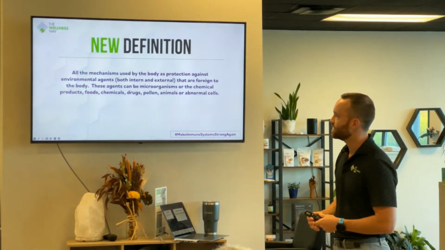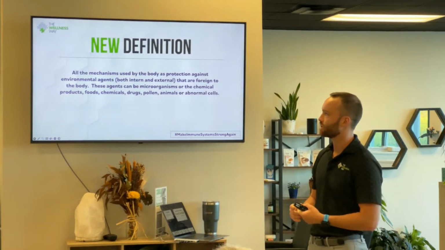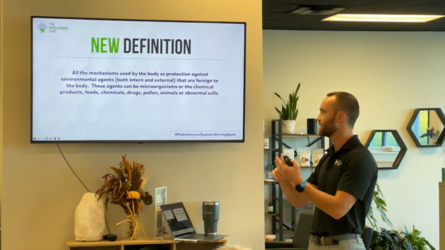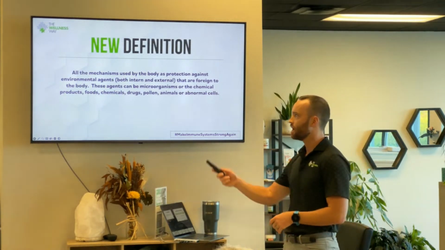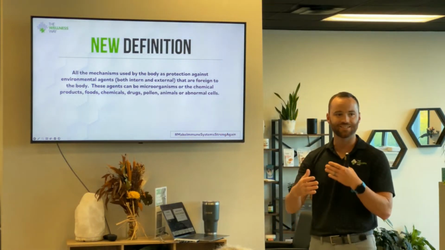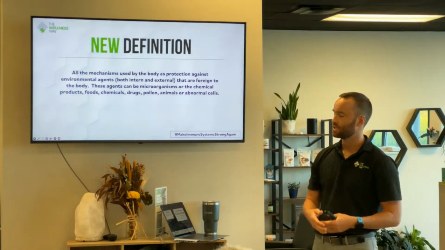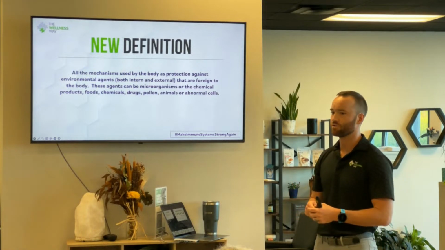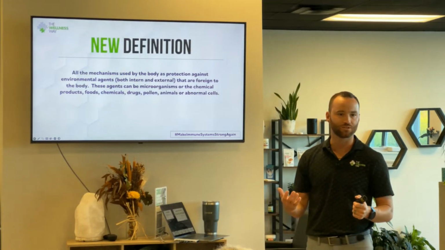So the agents can be microorganisms or chemical products, foods, chemicals, drugs, pollen, animals, or abnormal cells. And abnormal cells is a really important piece of the immune system as well, because our body's constantly turning over and creating new cells. Not every one of those cells is formed perfectly, and that's what we call a tumor or a cancer cell.